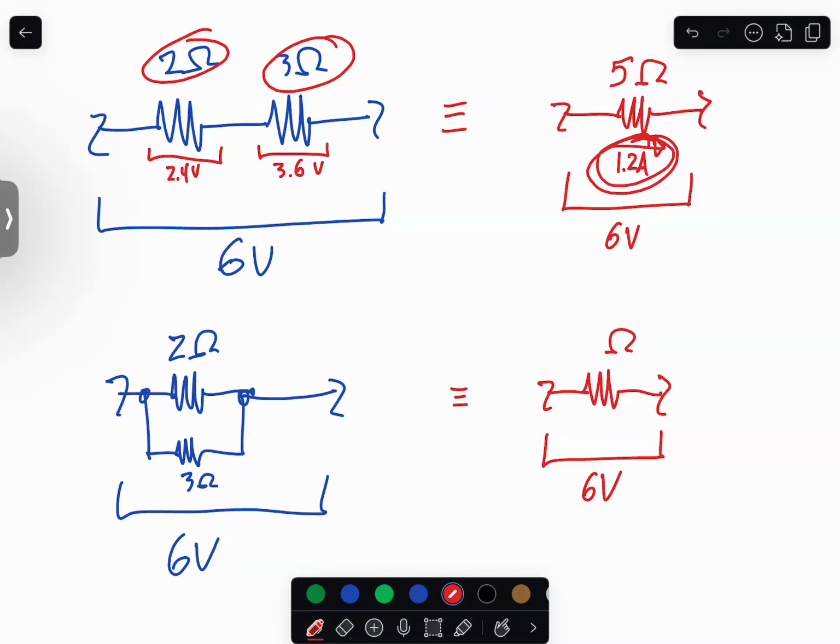Okay, what do you notice? The total voltage is still 6 volts. 2.4 plus 3.6 is 6. I would have to apply 6 volts in order to drive the same current through the original circuit. That's what I mean by equivalent. Apply the same voltage, get the same current. Note, I had to use the principle that if 1.2 flows in the left, the same 1.2 is flowing in the right.